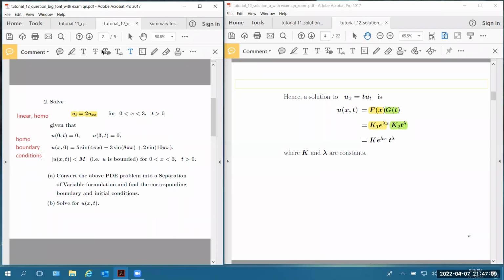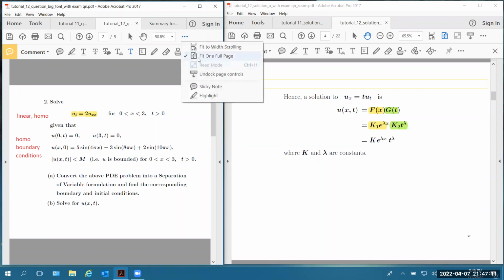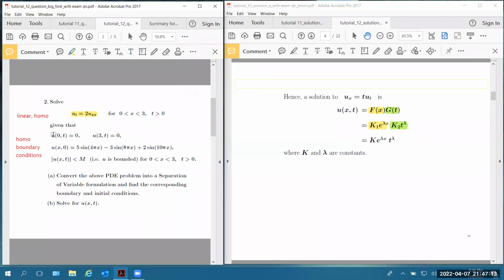All right, why? Well, because you can see that it's all equal to 0, right? U(0,t) equal to 0, U(3,t) equal to 0. These are boundary conditions. Why do I call them boundary? Because they are conditions at the boundary of x. This is when x is 0. This is when x is 3. Look here, your x is between 0 and 3. So the boundary of x is 0, 3. Therefore, these two are called boundary conditions.